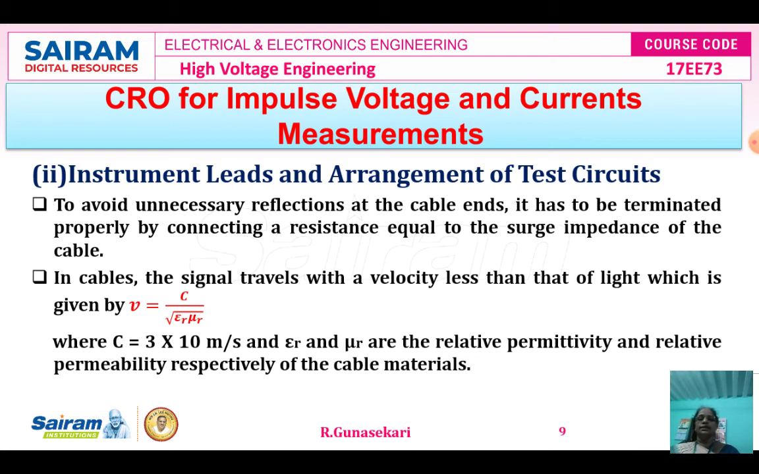To avoid unnecessary reflection at the cable ends, the cable is terminated properly by connecting a resistance equal to the surge impedance of the cable. For example, in the cable the signal travels with a velocity less than that of light, which is calculated by the formula v equals c divided by root of epsilon r times mu r, where c is 3 into 10 to the power 8 meter per second, and epsilon r and mu r are the relative permittivity and relative permeability respectively of the cable materials.